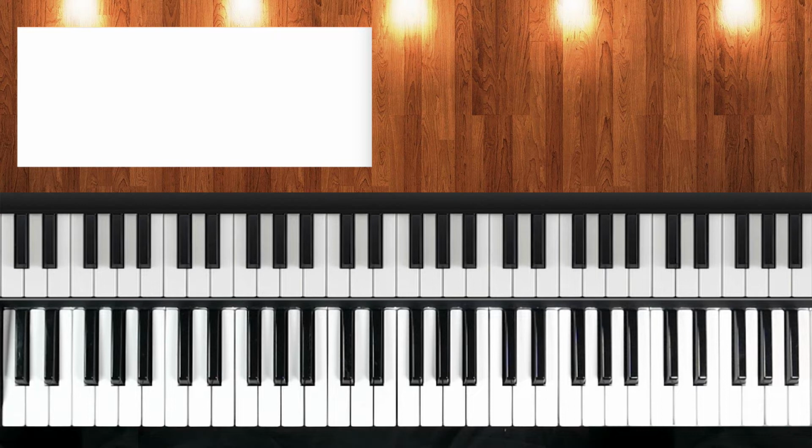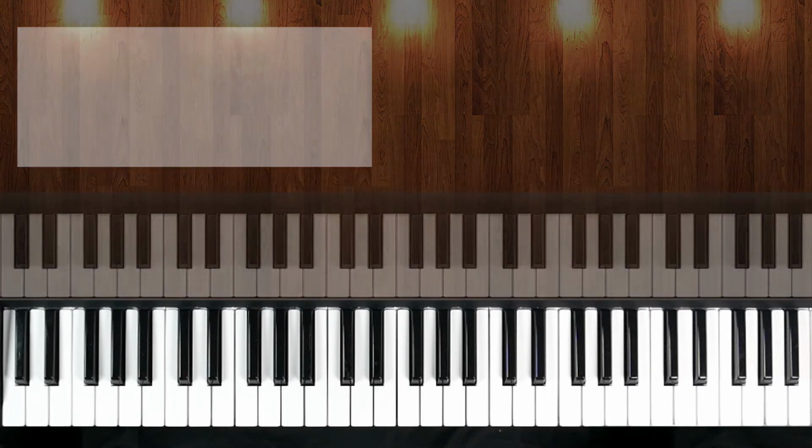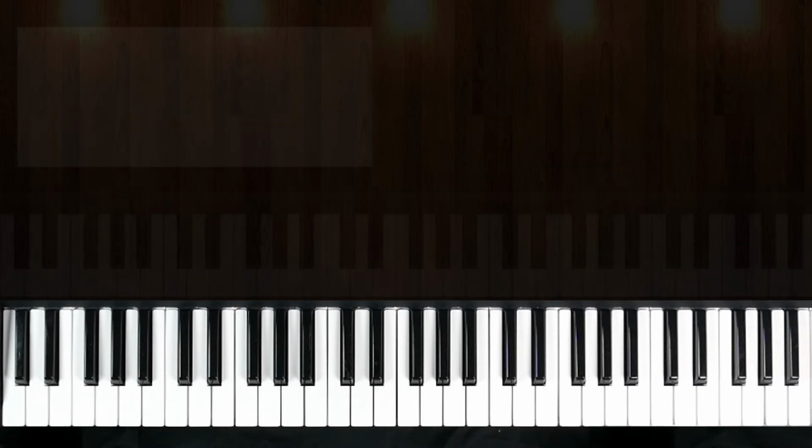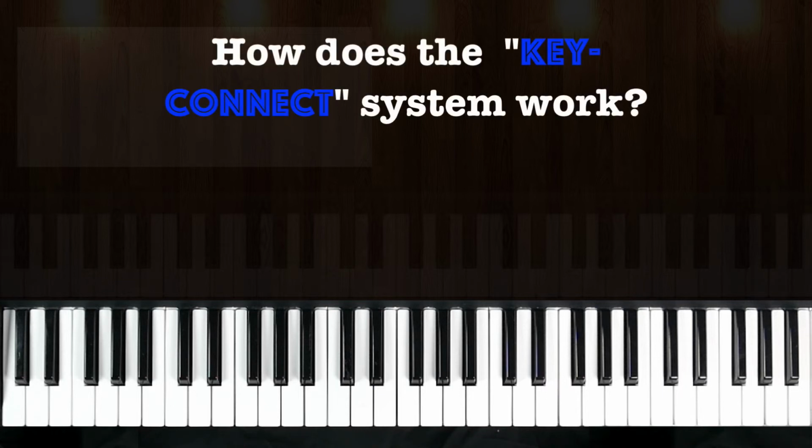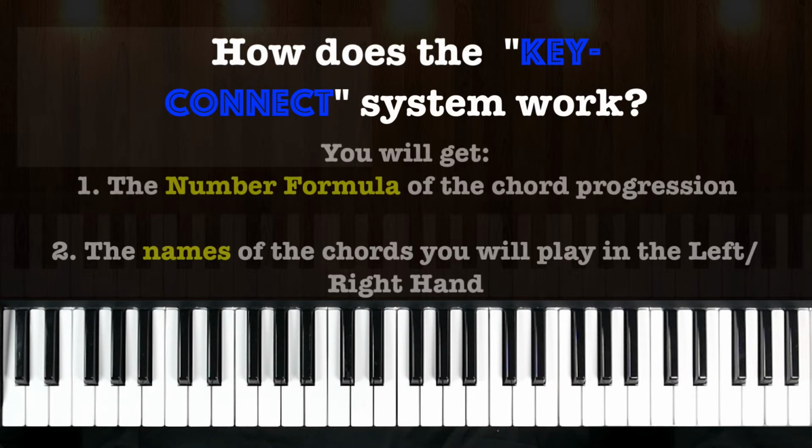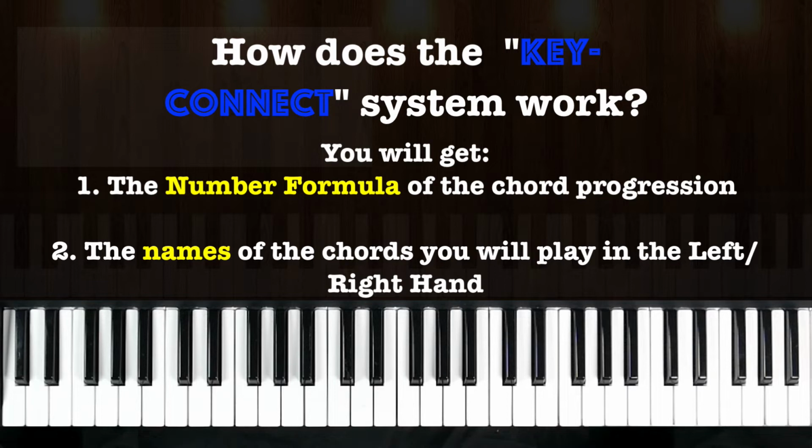Okay, so now that you've learned how chords are named, it's time to get started with the Power 10 chord progressions using the Key Connect system. So here's how this is going to work. For each of the 10 chord progressions, you're going to learn, number one, the number formula for the chord progression itself. And secondly, you're going to learn the names of the chords that you're going to play in both your left and right hand for each movement within the total chord progression. Now, if this seems confusing at all, I promise it's going to make perfect sense as we move forward.